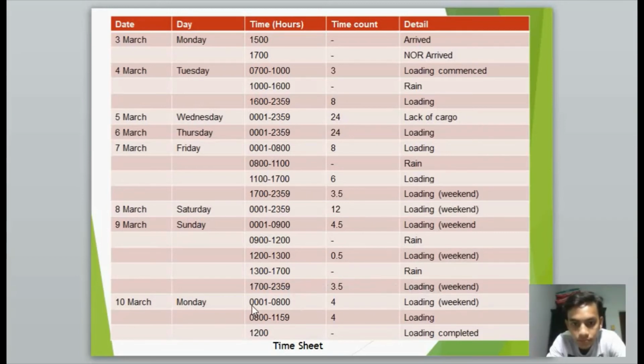On the next day, the loading continued until 0800 hours, and before 0800 hours we count half of the total time, because the weekend is not over yet. After 0800 hours, the loading continued and completed at 12 hours, and after 0800 hours the total time is 4 hours, because the weekend is already over and we count it as full time.